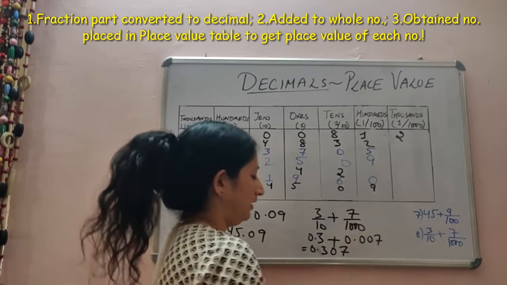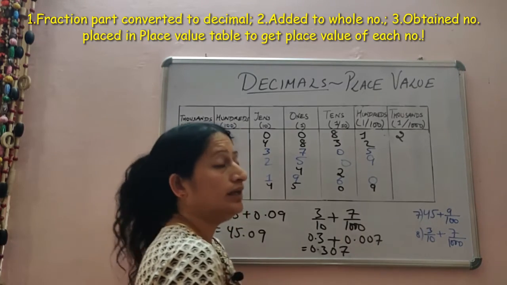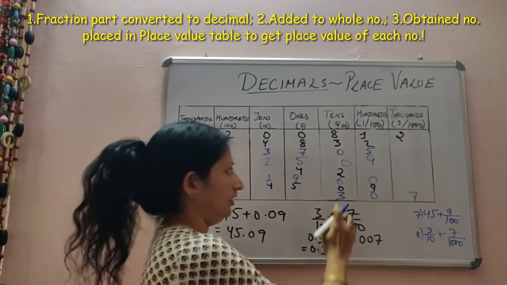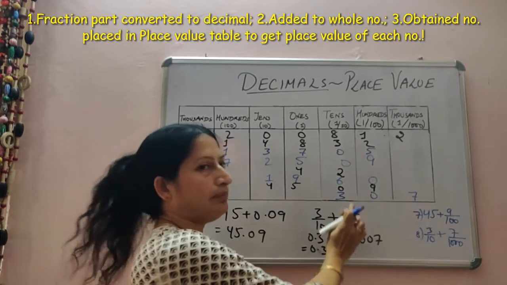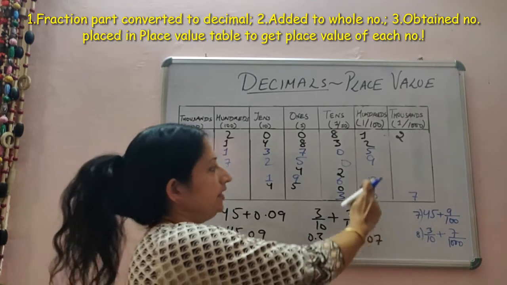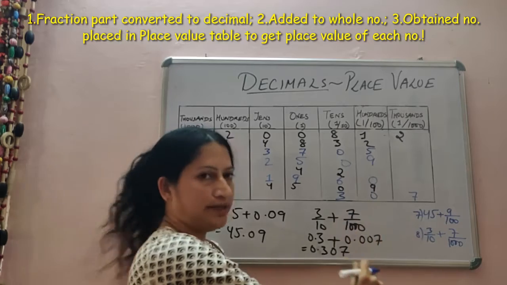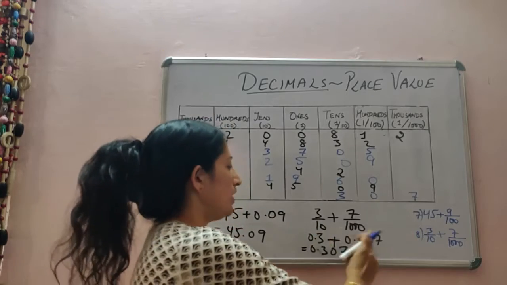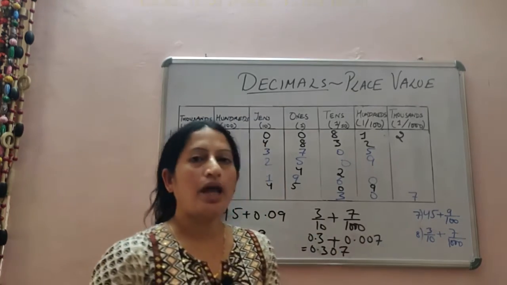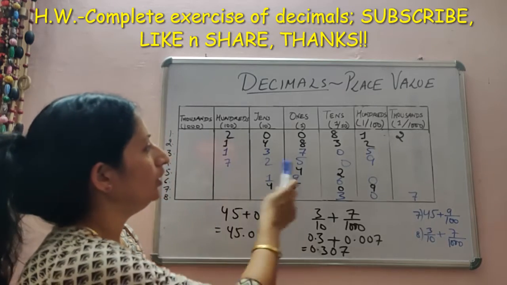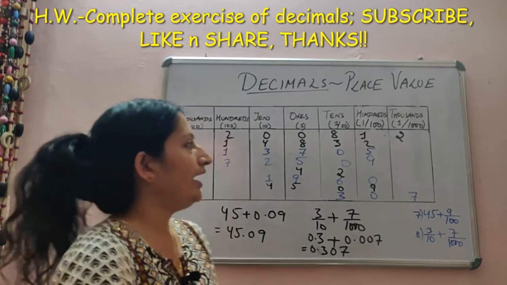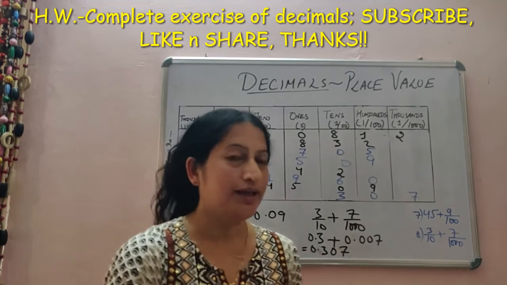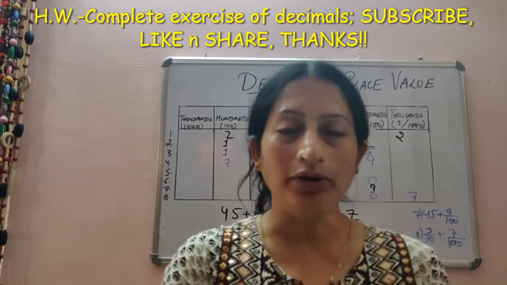We will write here the numbers 3, then 0 and then 7. So place value of 3 will be 3 by 10 or 3 tenths. 0 will be 0 by 100 or 0 hundredths, and 7 will be 7 by 1000 or 7 thousandths. So I hope you have understood today how you can assign place value to the various decimal numbers and how you can call them. What is the name given to them, and today you have understood a lot about decimals.